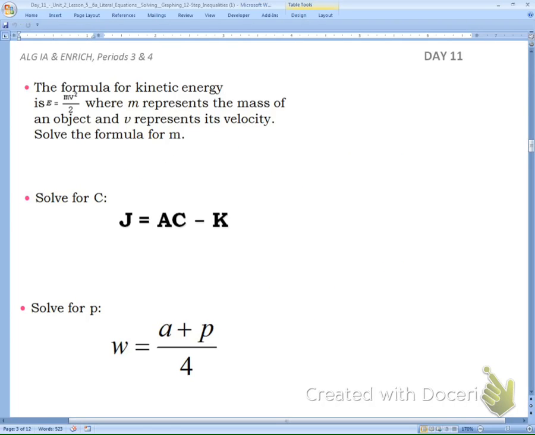Literal equations are generally harder for students. They want lots and lots of practice, so we're going to keep on doing some more examples. But as I work each one, go ahead and push pause and see if you can read it and figure it out yourself, and then check with me.